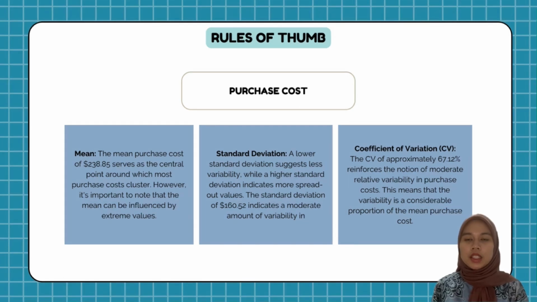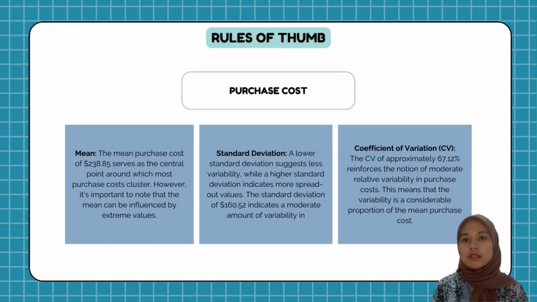For this slide, I will explain the rule of thumb for purchase cost, selling price, and quantity on hand. The mean purchase cost is 238.85, serving as the center point around which most purchase costs cluster. As for standard deviation, a lower standard deviation indicates less spread out values. The standard deviation for purchase cost is 160.52, which indicates a moderate amount of variability. And the coefficient of variation is 67.12%, reinforcing the notion of moderate relative variability in purchase cost.